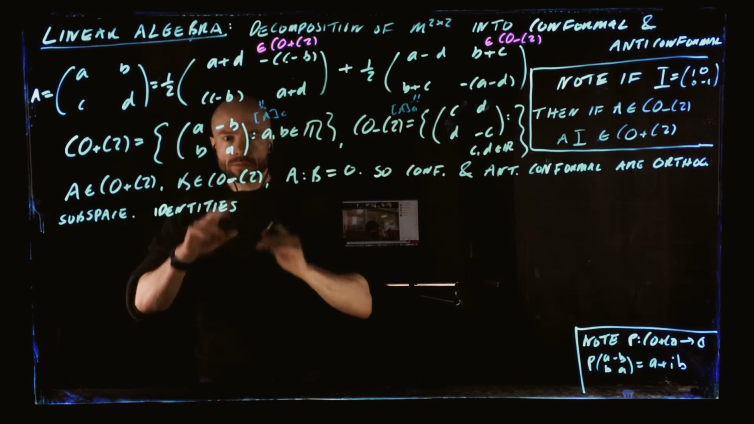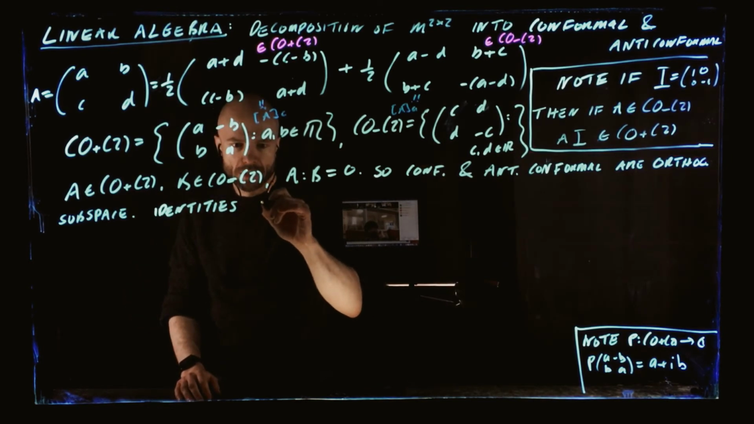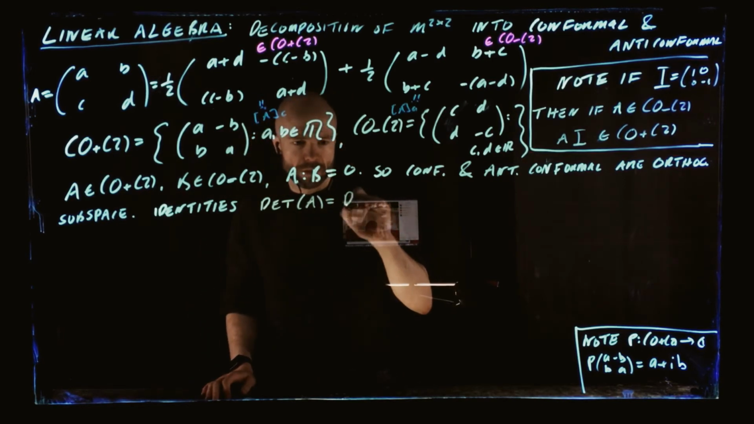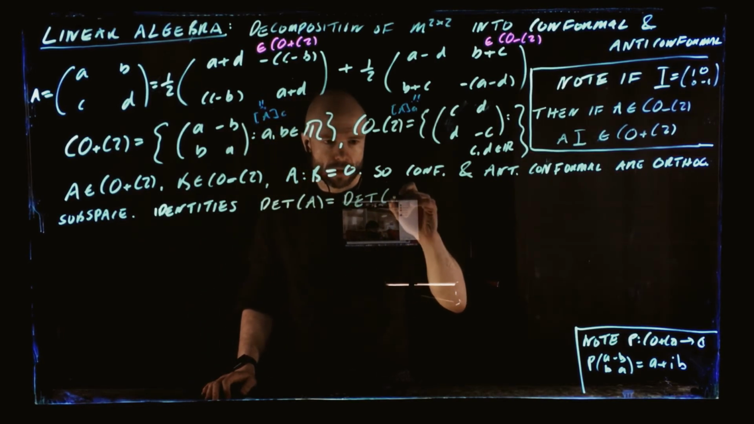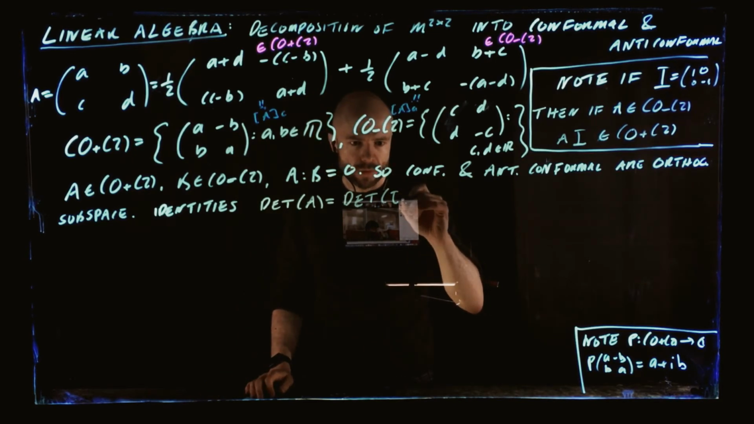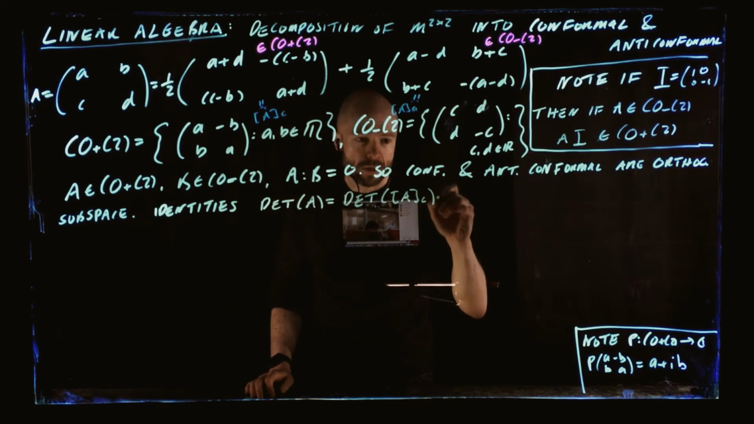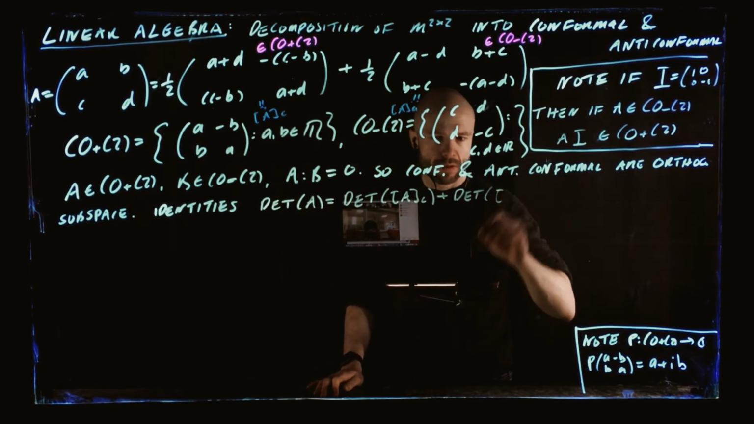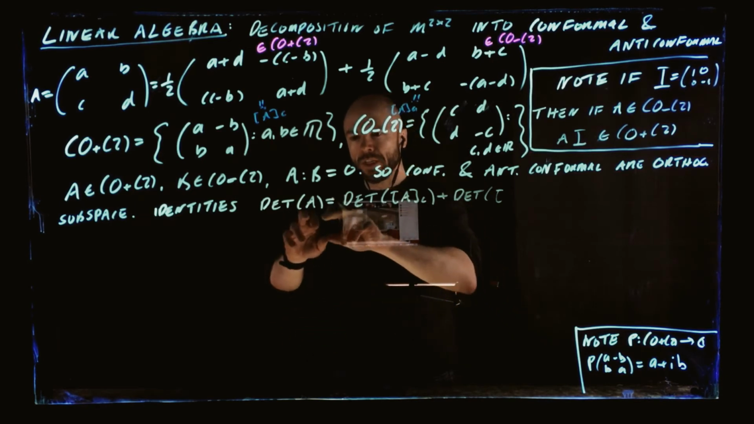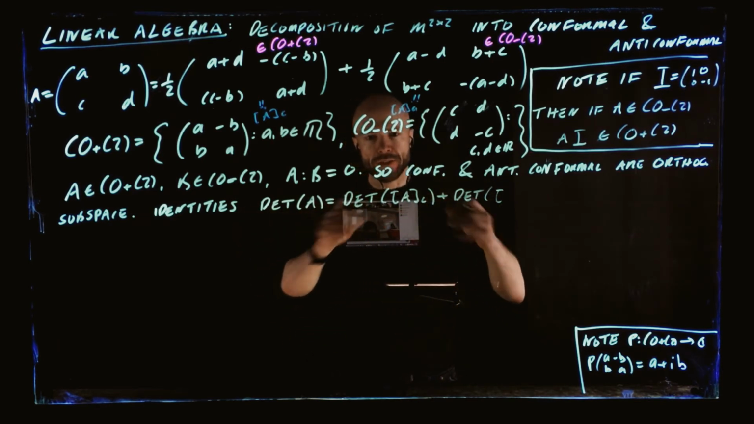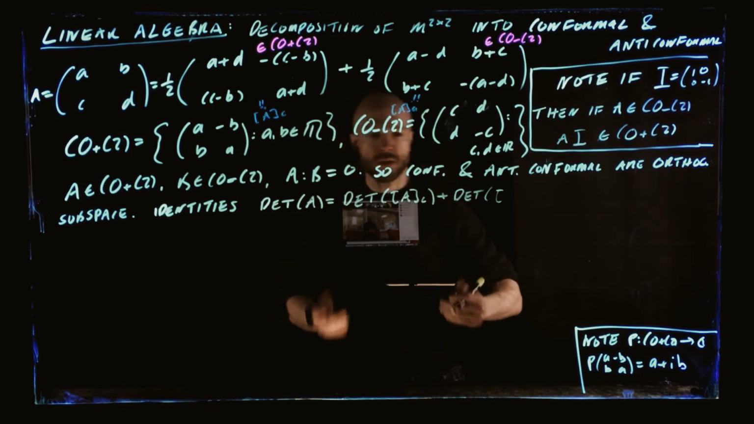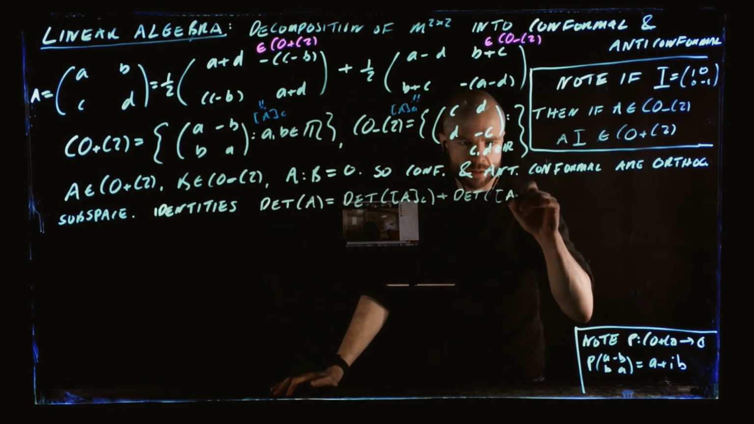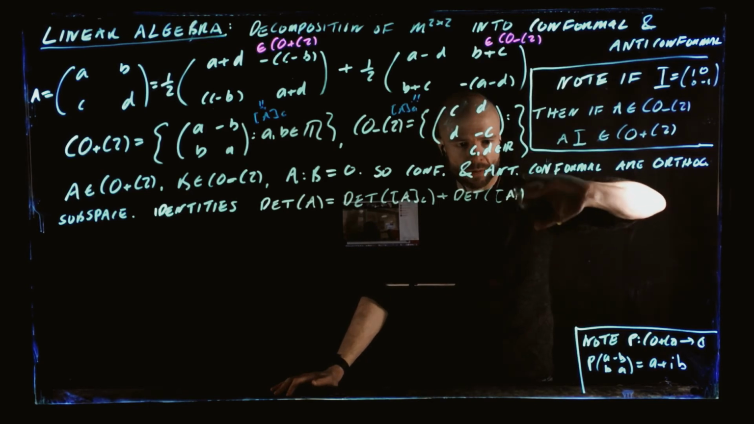Cool. So we have a couple of identities: if we take the determinant of A, it turns out to be the determinant of the conformal part plus the determinant of the anticonformal part. So obviously it's hopelessly false if you decompose A into two arbitrary matrices. You can't add determinants. Determinants are not linear things, but it is true when we do this decomposition into conformal and anticonformal.